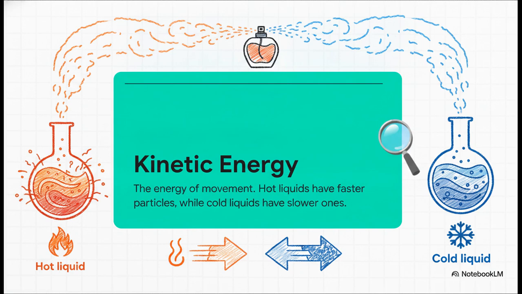We watched those simulations, remember the food coloring and the perfume spreading, and we figured out that matter is made of constantly moving particles. And this brings us to kinetic energy, which is just the energy of movement. You absolutely need to remember that hot liquids have particles that move faster, meaning they have way more kinetic energy. On the flip side, cold liquids have these sluggish, slow-moving particles, meaning they have much less kinetic energy.